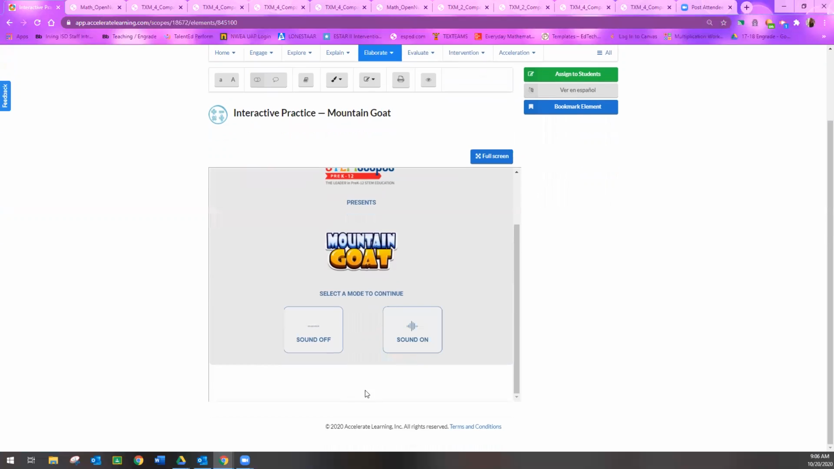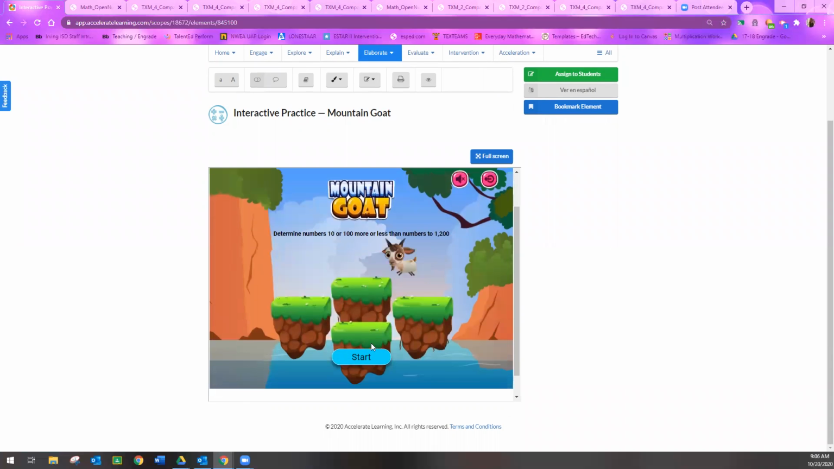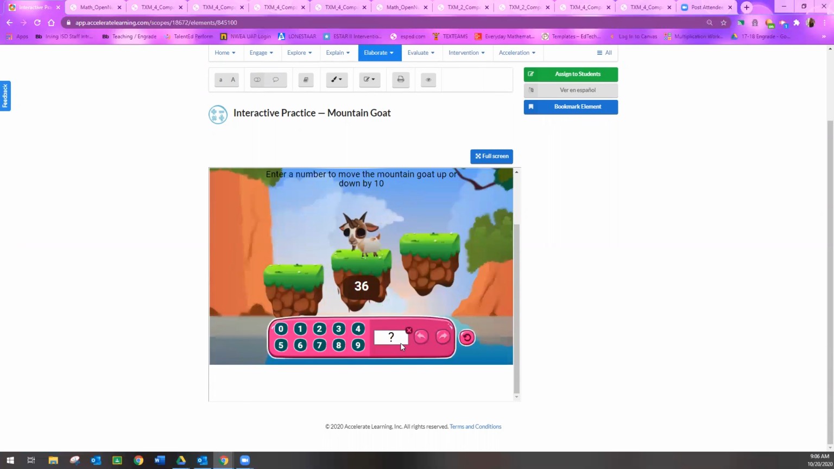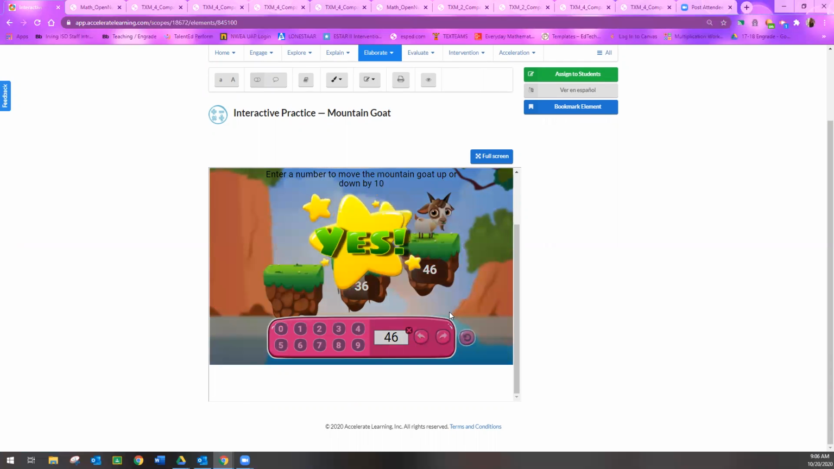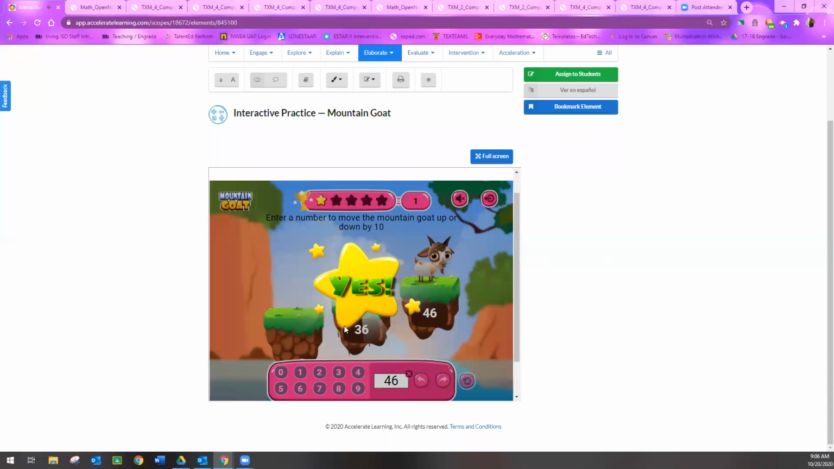So you're going to go down, and I'm just going to show you an example of what this game looks like. So this one is on a second grade level. And it says enter a number to move the mountain goat up or down by 10. So he's on 36, so I'm going to go up to 46. And he jumped up there, okay? And it'll just be more practice like that.